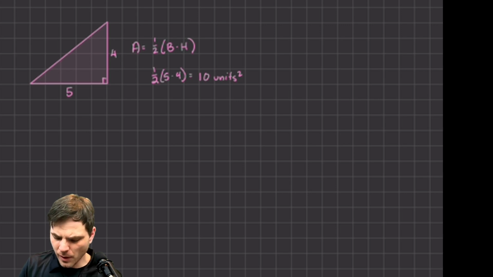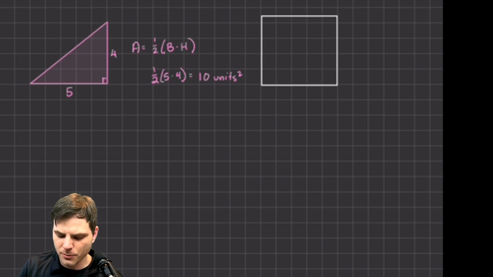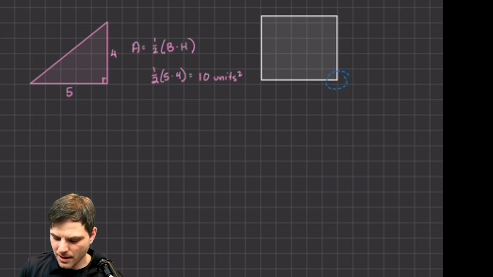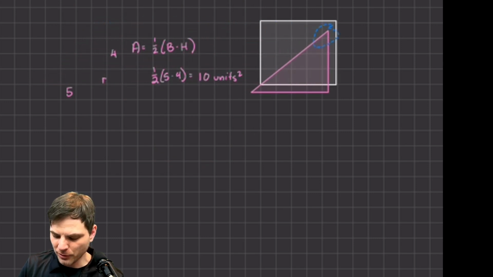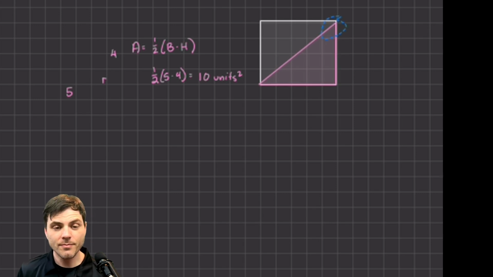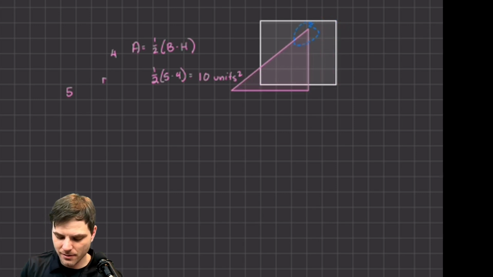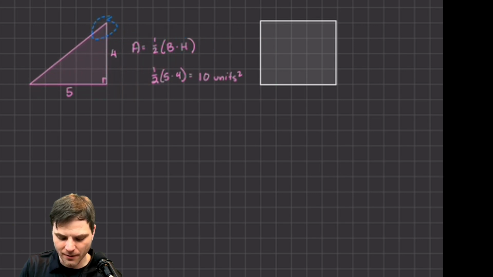So here's why. Let's draw a rectangle that's also 5 by 4. And we've learned in the past that a rectangle has an area of base times height, sometimes called length times width. And a triangle, a right triangle specifically, is just that cut in half. It's half of base times height, or half of length times width.